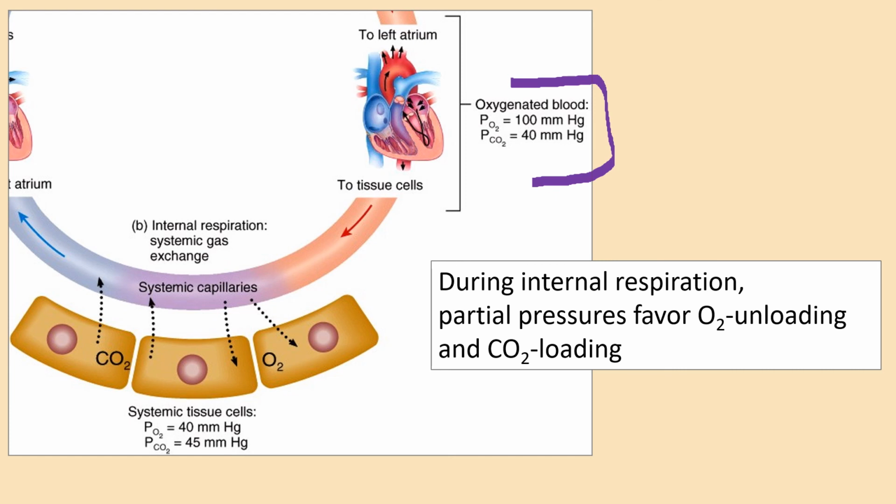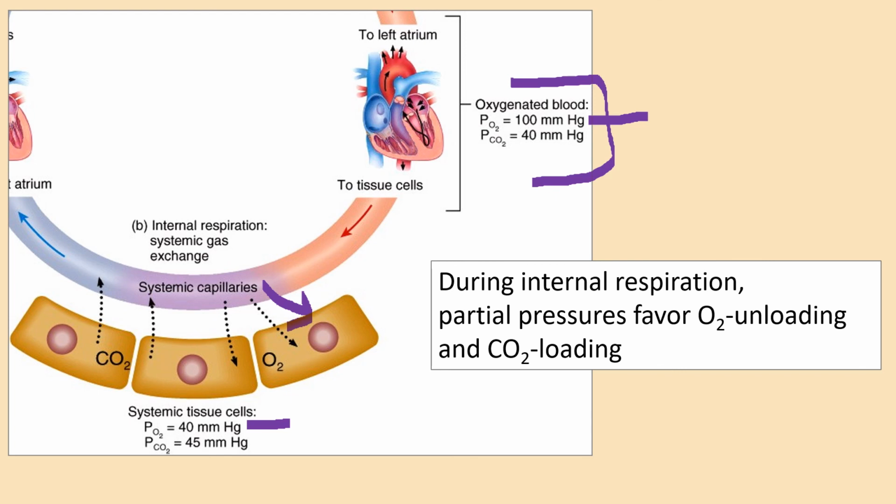And so we'll treat our two gases separately. The partial pressure of oxygen in this newly arriving oxygen-rich blood is 104 millimeters of mercury. And the partial pressure of oxygen in our interstitial fluid is just 40. Remember, our cells take up and use oxygen. And so the partial pressure of oxygen in the interstitial fluid is quite low. And so we have a pretty steep diffusion gradient. 100 is far greater than 40, and this is going to favor what's known as oxygen unloading.